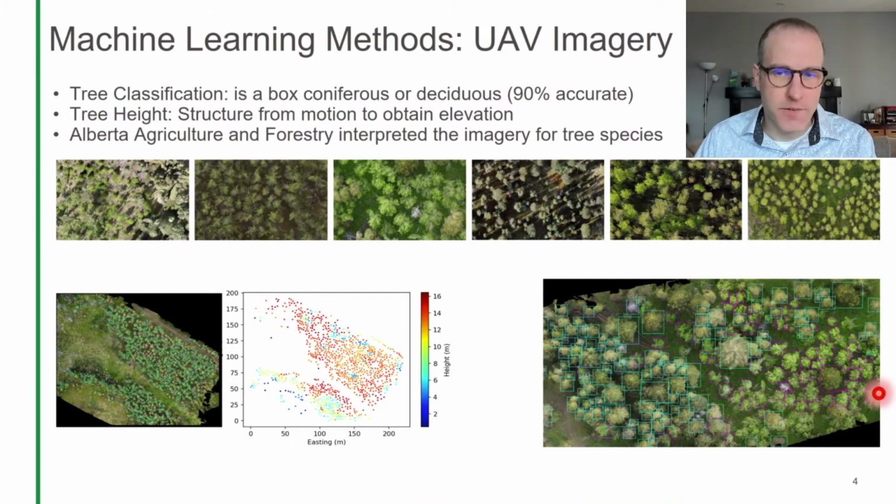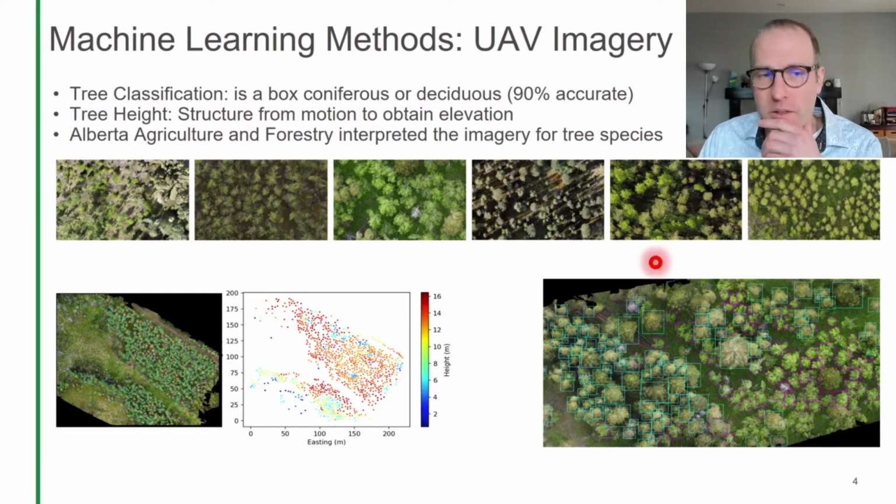Once we've identified the tree, so put a box around the tree, we can try to classify it. So, once we put a box around a tree, what type of tree is that? Is that a coniferous tree or is that a deciduous tree? And that is very similar to your phone, put a box around your face, and then, is it my face or your face? And if it's my face, it'll unlock my phone. Same idea here. We're not trying to classify different people, we're trying to classify the trees as coniferous or deciduous.